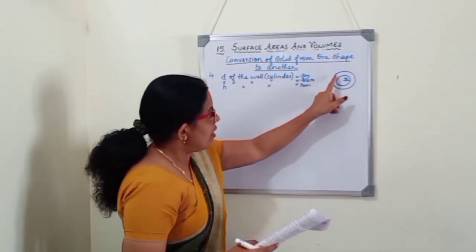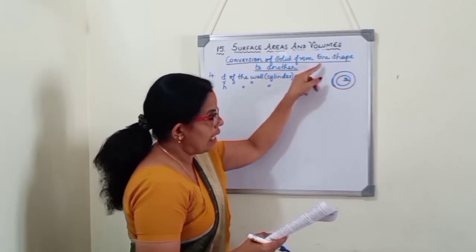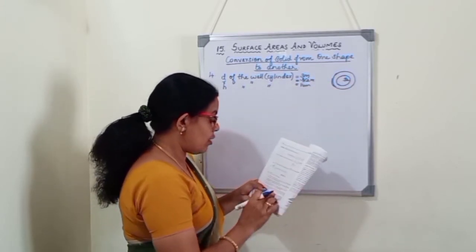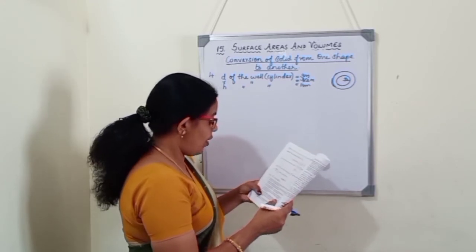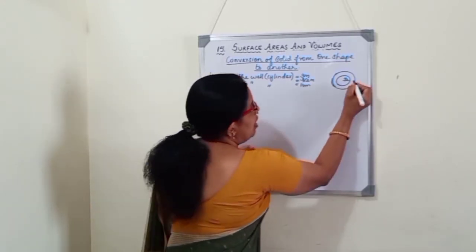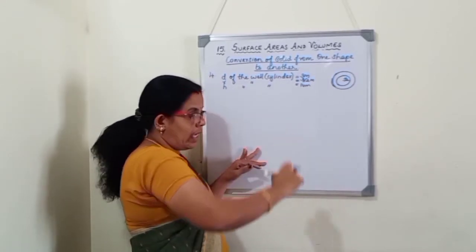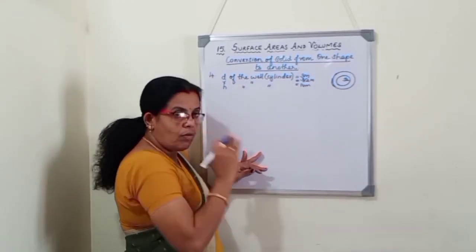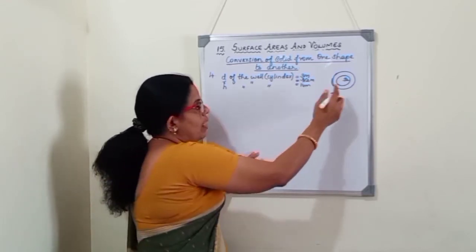And when we evenly spread the mud around the well, it will form a ring shape and the width of the embankment is 4 meter. We wanted to find the height of the embankment. So here, imagine that there is a well. They will take the mud from the well and keep around it. It will form till some height. What is the height of that embankment?